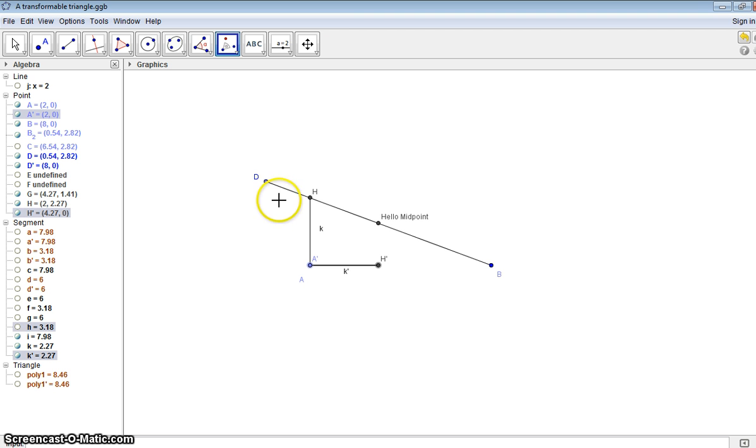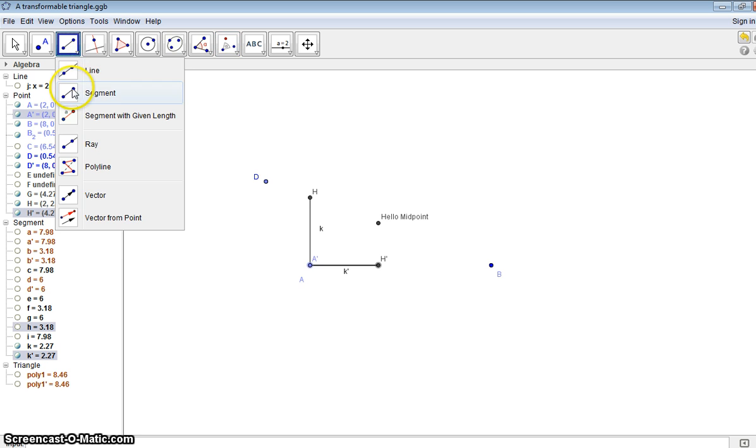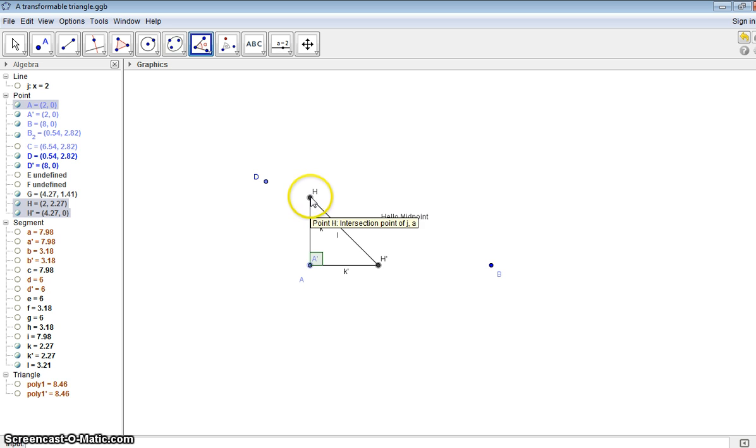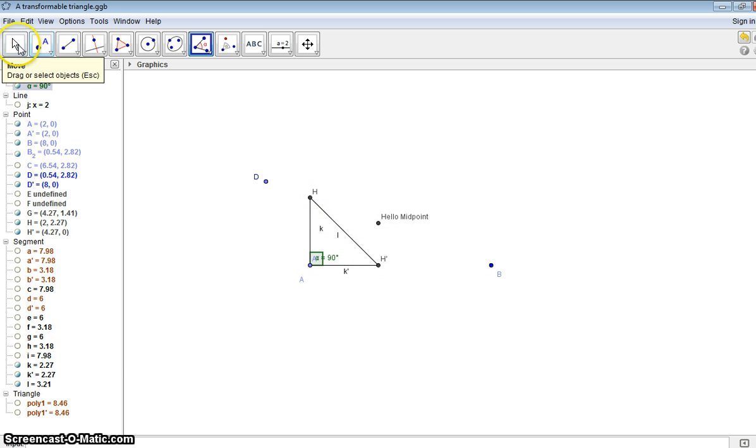Segment DB, if I scroll over, it's going to tell me that that is segment I. Let's turn it off. I'd like K prime to stay on though, because it is the rotation. So I know it's a copy of AH. And now I'm guaranteed, because I've made this through a series of rigid transformations, to have a 45, 45, 90. So let's go ahead and measure this angle. I don't remember if GeoGebra wants me to go clockwise or counterclockwise, so counterclockwise seemed to work.